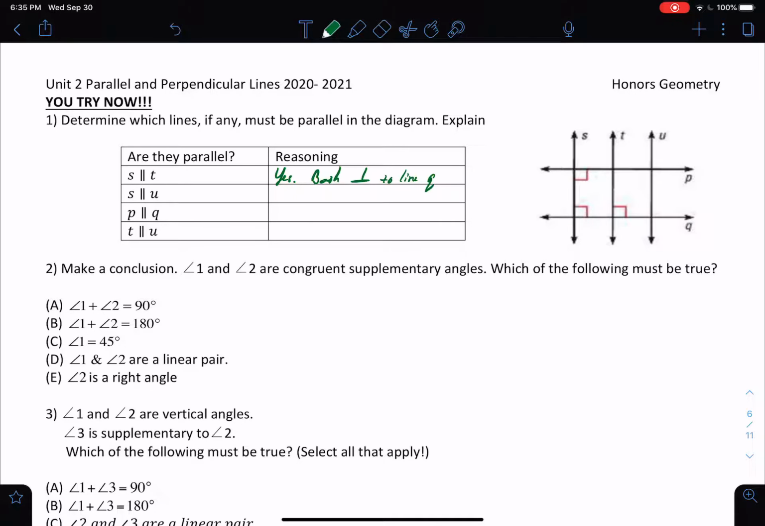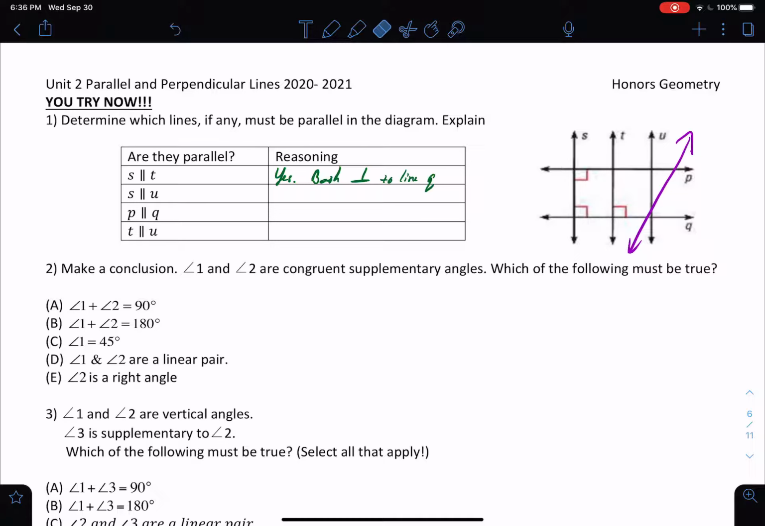So what about S parallel to U? Is S parallel to U? I'm talking about this line and this line. I don't know anything about line U. I don't know its relationship with P and Q. So sometimes what I like to do is draw a counterexample. U doesn't have to be straight up and down like it looks like in the diagram. This is where we can't always trust our diagrams. U could be increasing like that. It could be slanted. If that was the case, S and U would not be parallel.